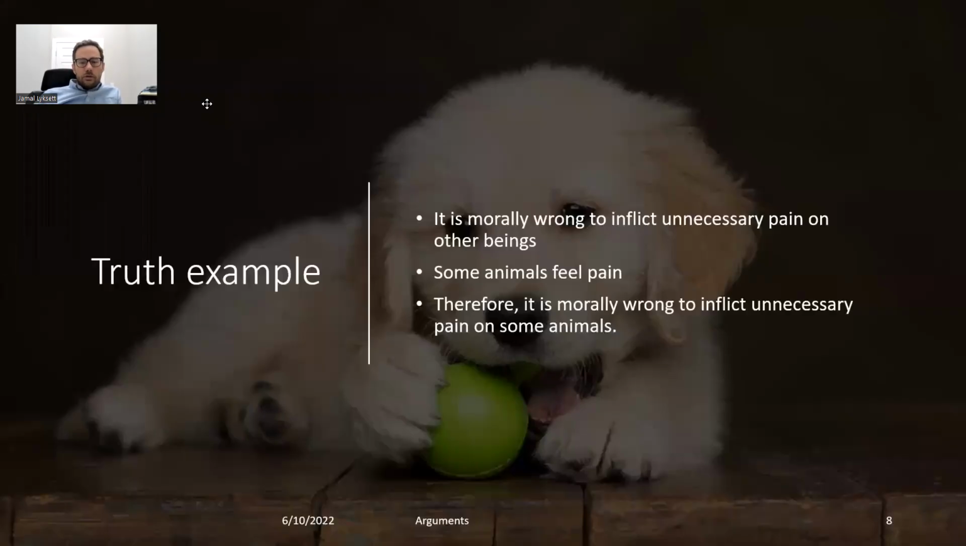So some truth examples. It is morally wrong to inflict unnecessary pain on other beings. But this one's interesting because it may be hard to determine whether or not it is true or false, because it's a moral statement. And it depends on your view of morality whether or not you can say that a statement about morality is true or false.